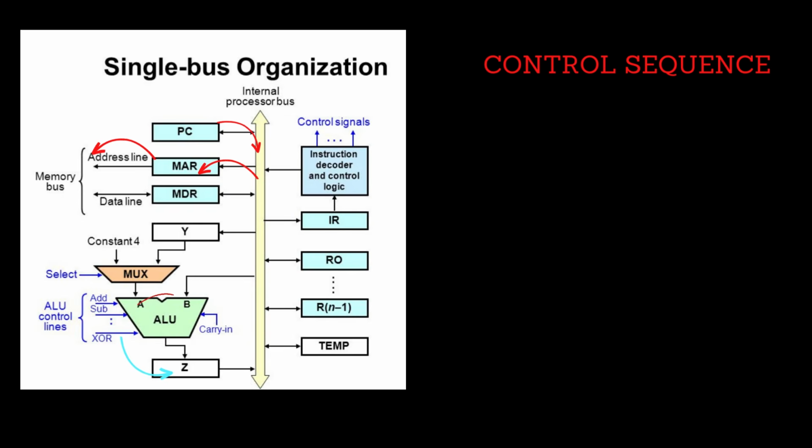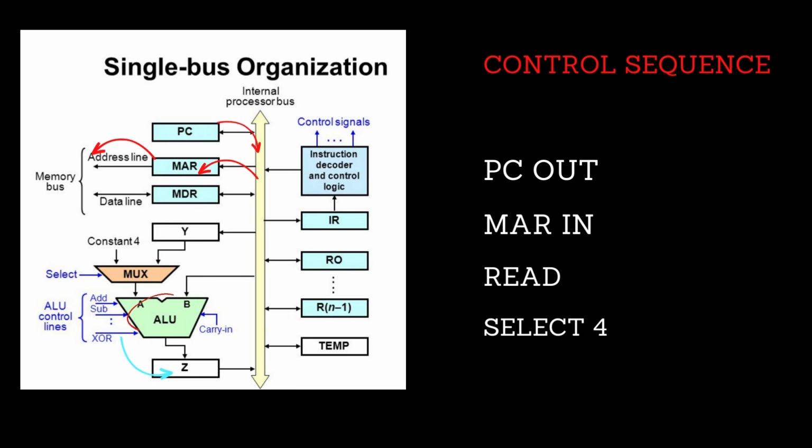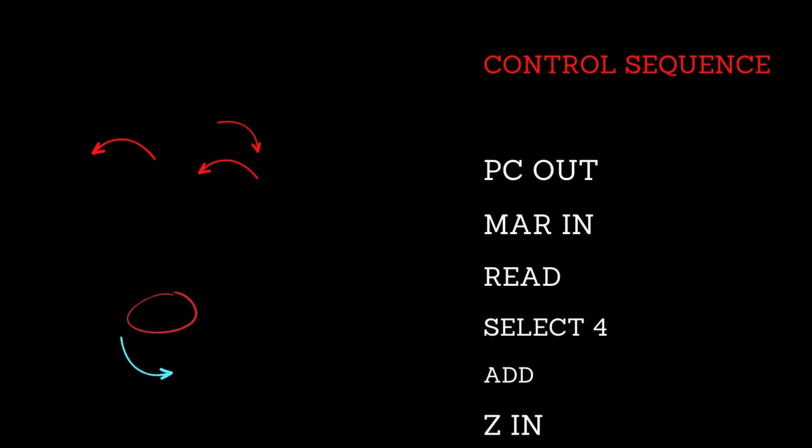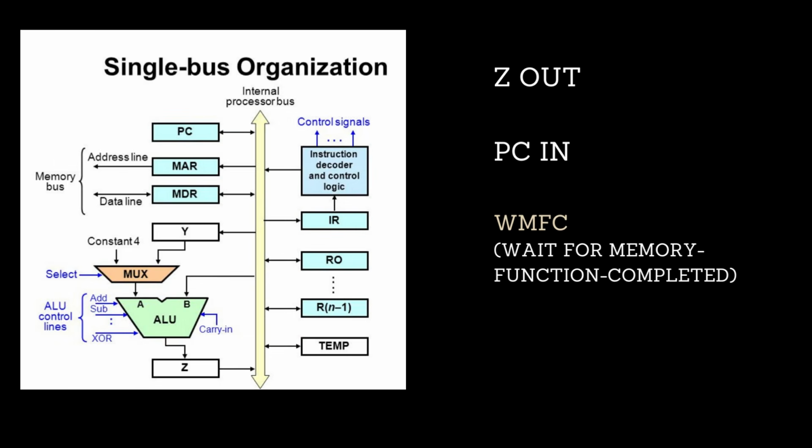Now we will discuss the control sequence, as the processor will take the address from the PC and store it in MAR through the internal processor bus. From MAR it will go to the memory where the read function occurs, which requires time. In that time we select the 4 from the mux to A and PC content is added to B. Then the addition of A and B is stored in Z. This is required for PC incrementation. After the result is stored in Z, it is then stored in PC. So the control sequence Zout and PCin is generated.